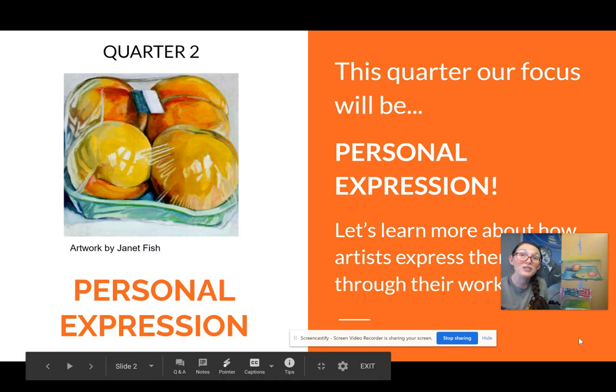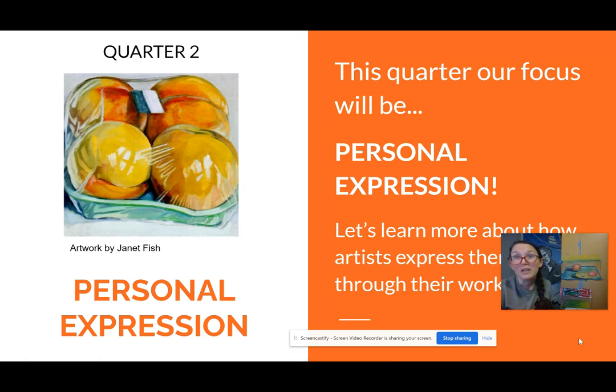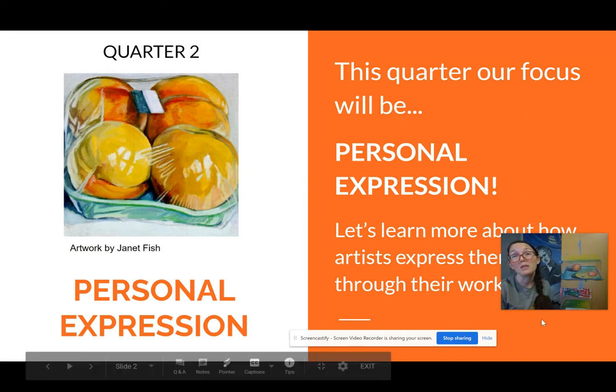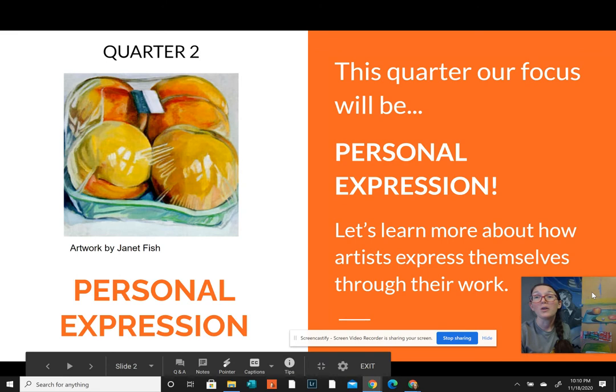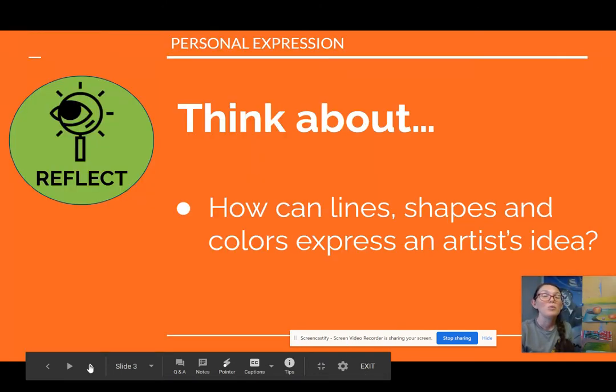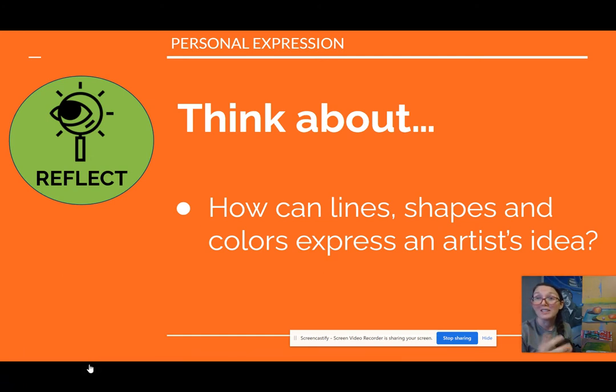We just focused on community landscapes, and we used details to enhance meaning. We used color to be expressive. And now we're going to go further with the idea of personal expression. So this quarter, that is what we're going to really start to think about. We're going to learn more about how artists express themselves through their work. We're going to think about how we can use lines, shapes, and colors to express our ideas today.